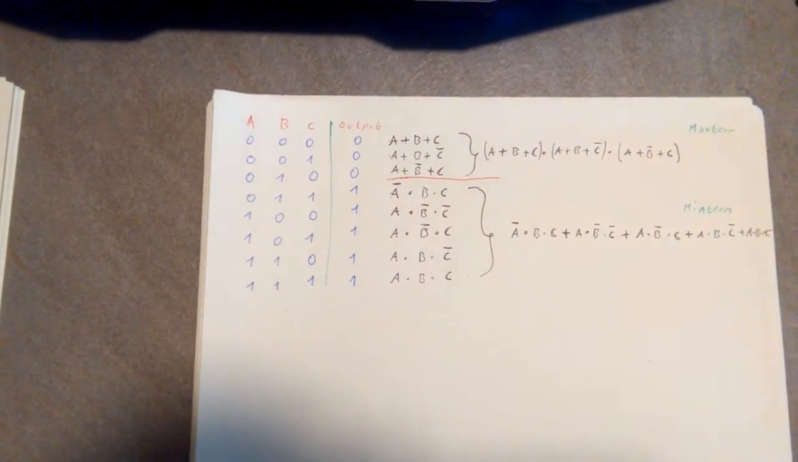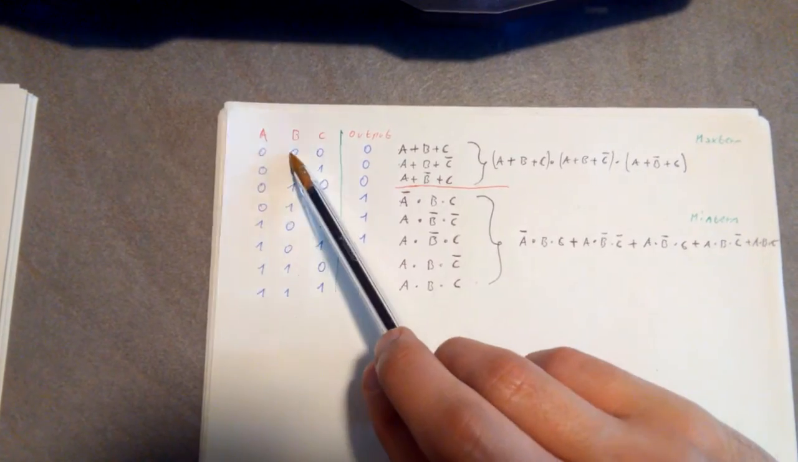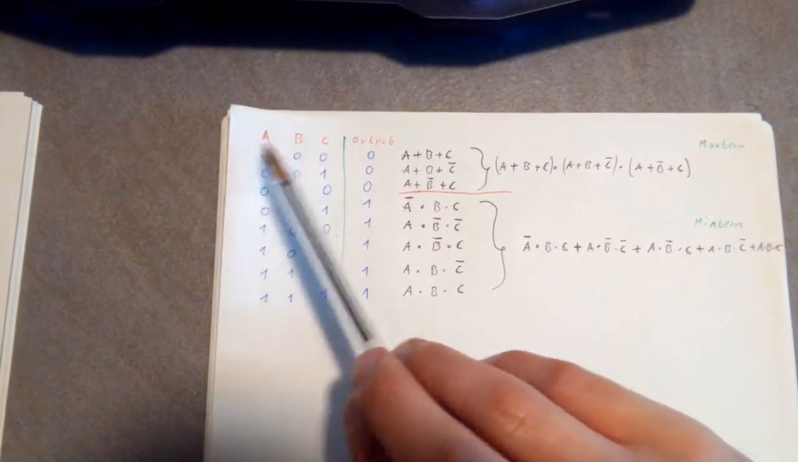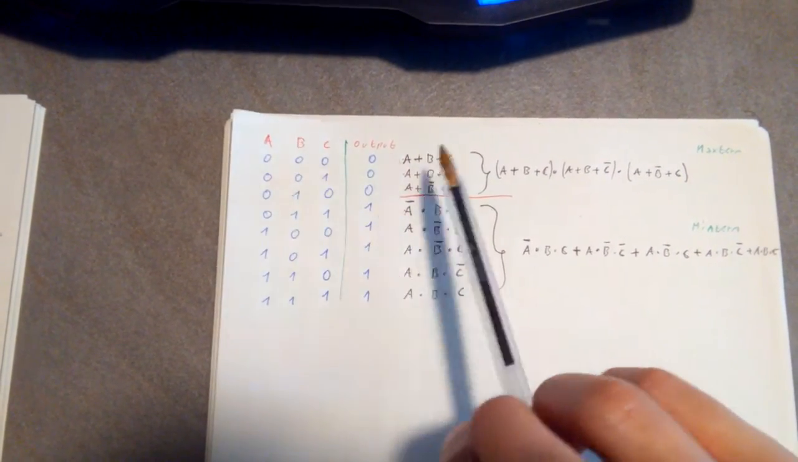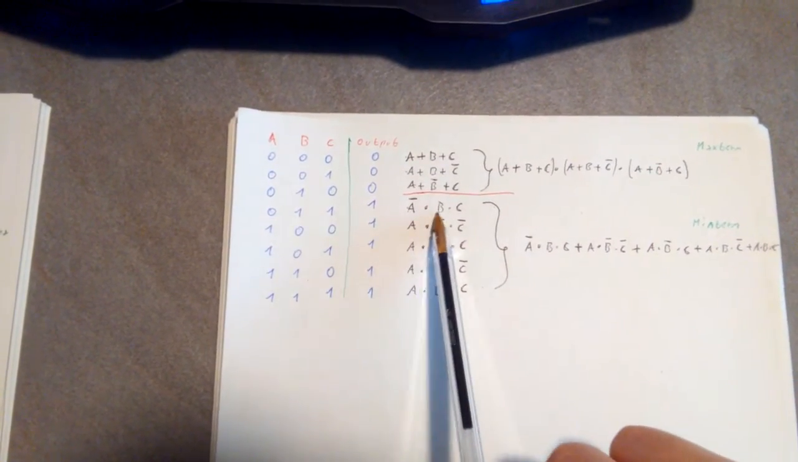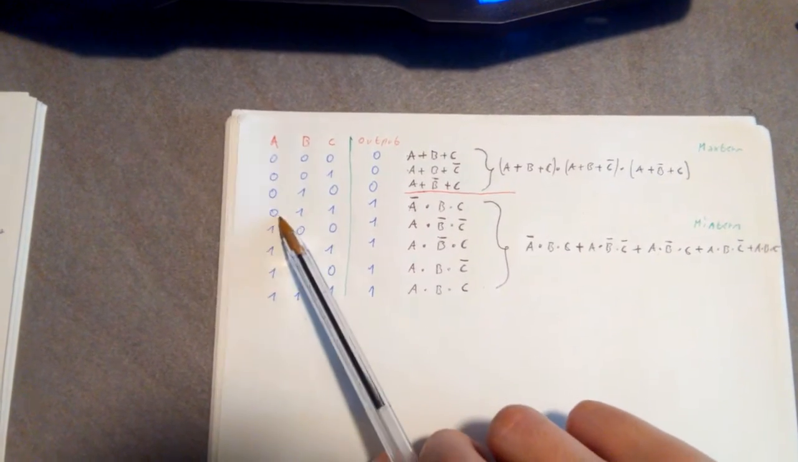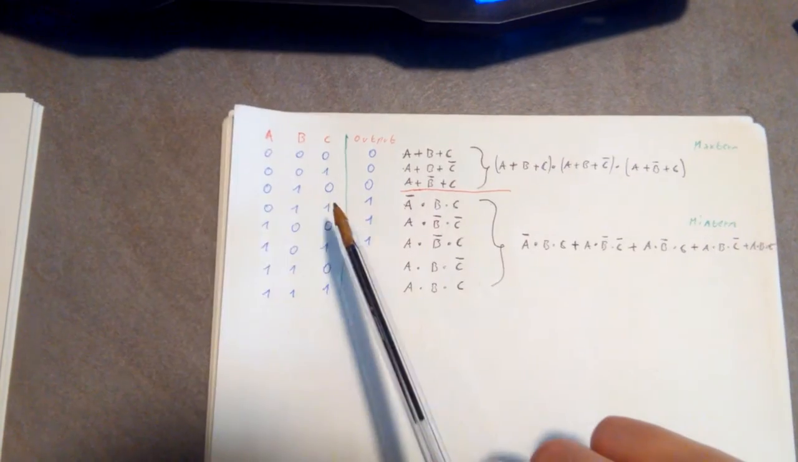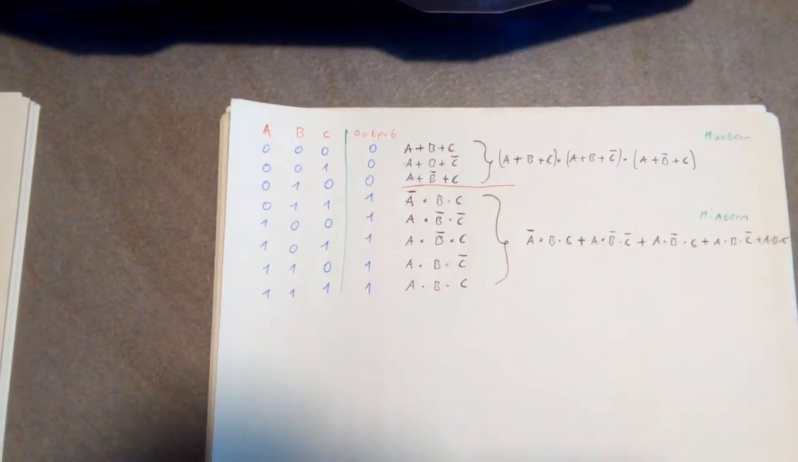So remember, those here are the Maxterms. We're going to look at when the output is 0, and put the same letter connected with a plus if it's 0, and with a naught if it's 1. With the Minterm, you're going to do the opposite. You look at the letter and put the letter if it's 1 and a naught if it's 0, and then connect them all together with multiplication.